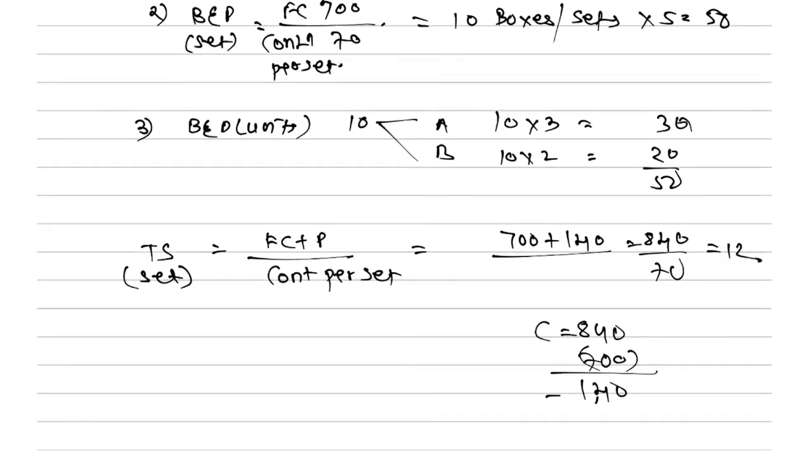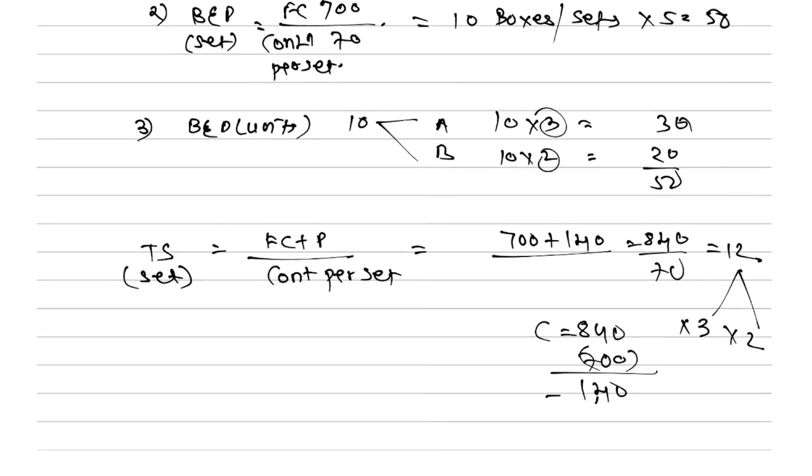12. And in this case, I can just say like this, into 3 and into 2. Do you understand this? 12 sets into 3, every set will have 3 units. So 12 into 3 and 12 into 2. You're going to get the answer in units. Clear with this? Can I go with the next part?